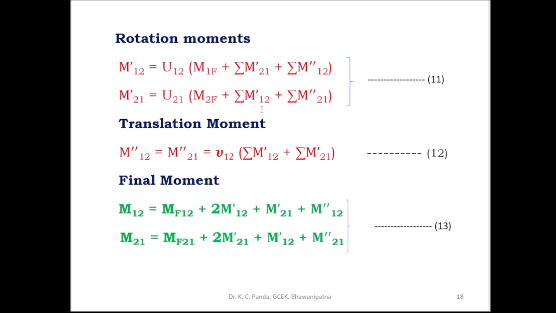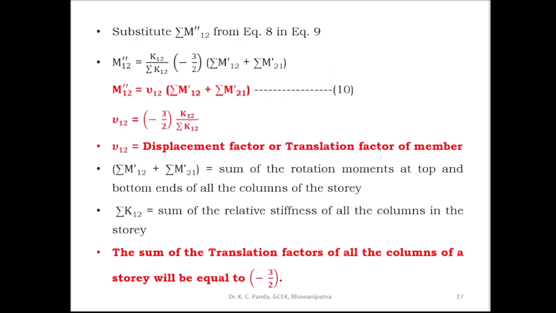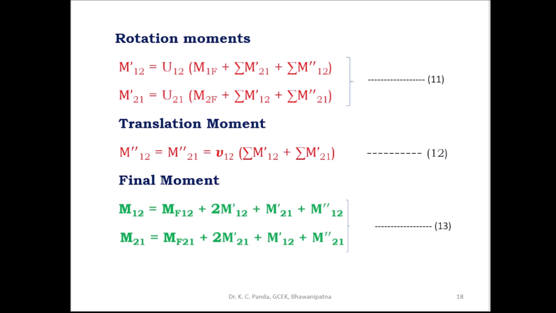The translation moment that you can find out, M-12 is equal to M-21 is equal to nu12 into the summation of M-12 plus summation of M-21. So nu12, this is the displacement factor or translation factor that you can find out by using this formula, minus 3/2 into K12 by summation of K12. K12 is the relative stiffness of the vertical member, and this is the sum of the relative stiffness of all the vertical members of the same story. So this is the formula you can use for getting the translation moment.